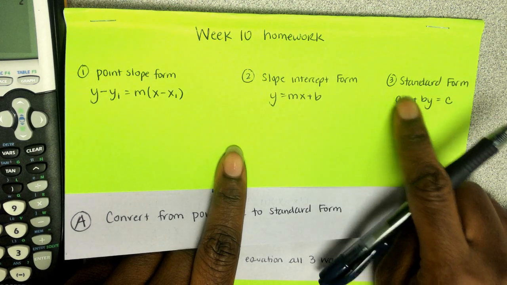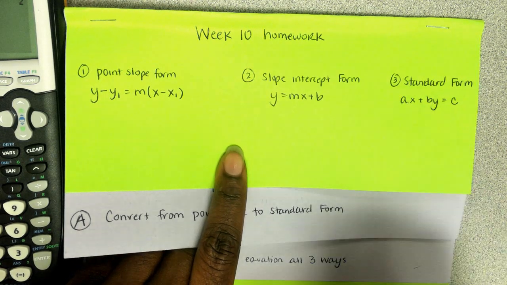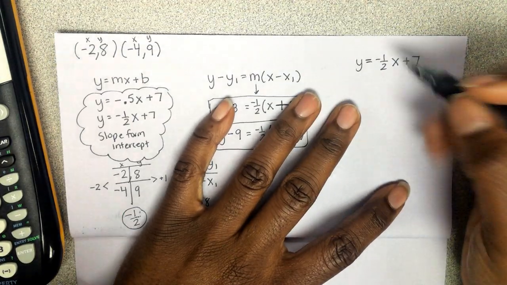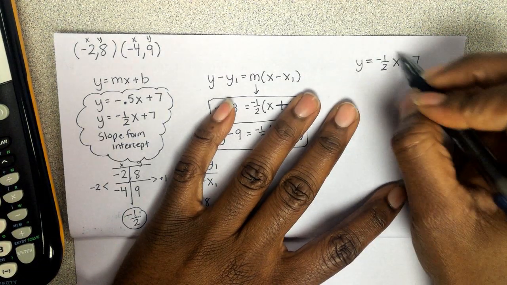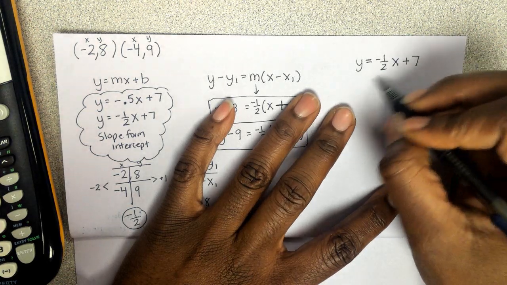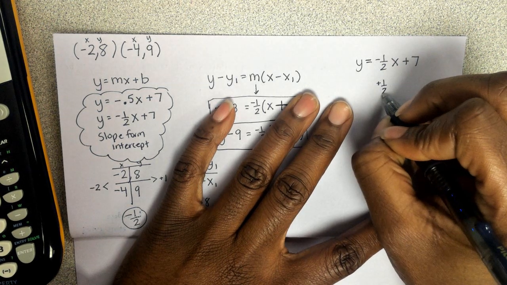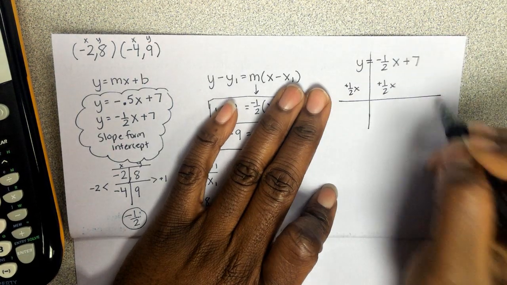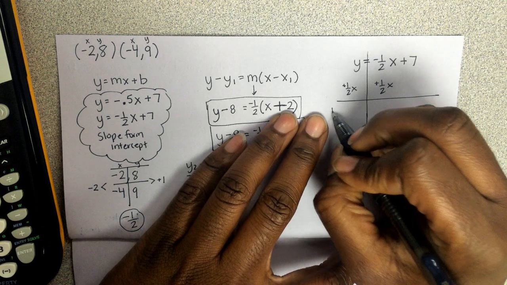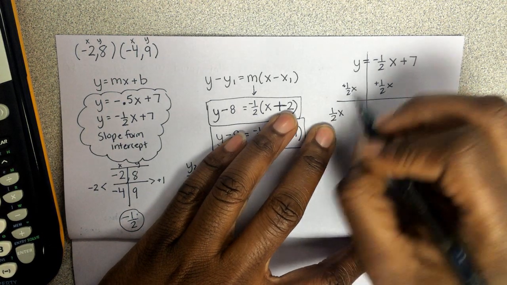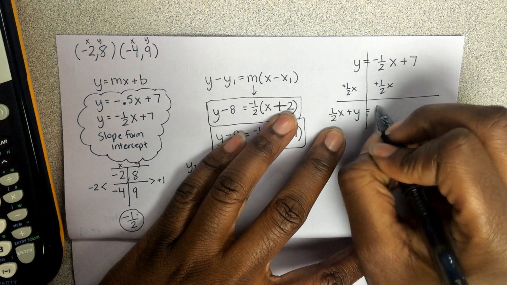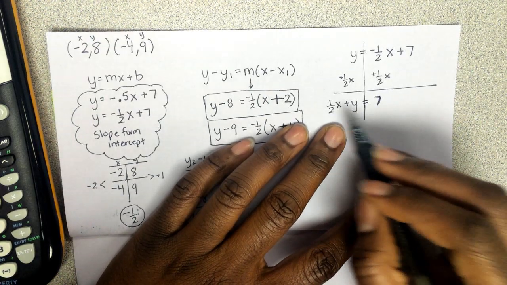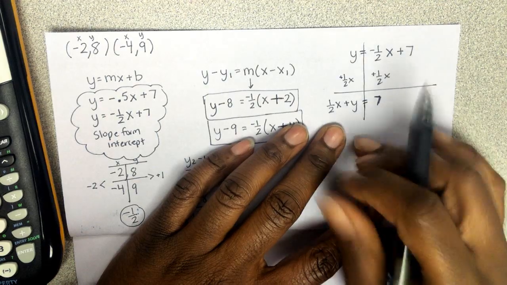So I need to make sure my X term and my Y term are on the same side of the equals. So remember, we talked about it a whole bunch today, people. In order to move this whole X term over here, I have to do the opposite. So I'm going to add a half X to the other side of my equal sign. So what I'm forming over here is a positive half X and a positive Y equals 7.